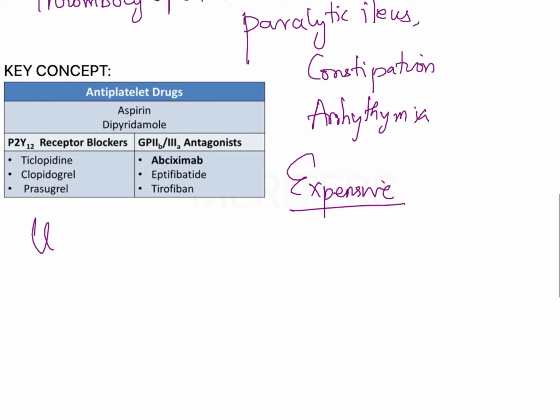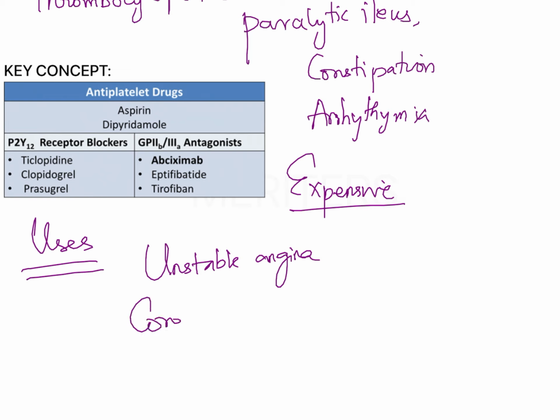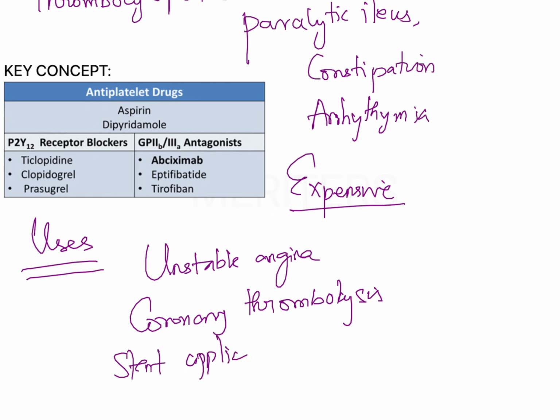Now coming to the uses. Mainly your uses are going to be unstable angina, because you have to stop the clot. That is, you have to block the clotting process, and they are given as an adjuvant to coronary thrombolysis. And during a stent application, they are given. So the main use is going to be in angina, that is, unstable angina.